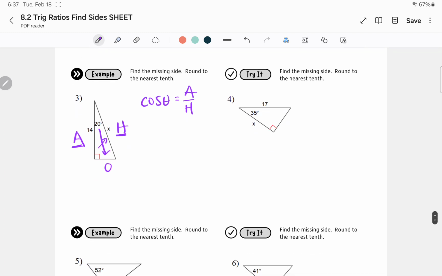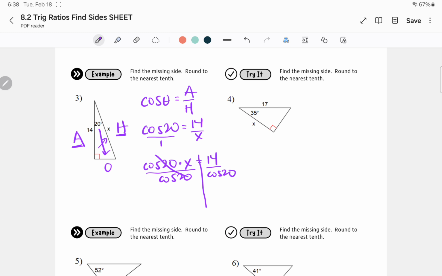And now after I decide which one I'm going to use, just start filling in. So cosine of 20 is equal to 14 over x. And then we have another one of these where if the x is on the bottom, I'm going to use butterfly. So I'm going to butterfly and say cosine 20 times x is equal to 1 times 14. There's a lot of problems with 14 in it today. All right, so now if I want x by itself, this is saying cosine 20 times x. I need x by itself, so it's the opposite of times cosine 20. Divide by cosine of 20.